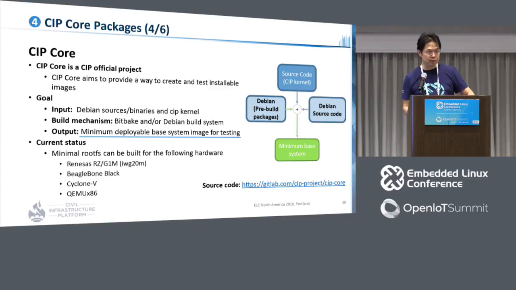To make CIP core packages, we also need a build environment. So we created one build environment which takes Debian source code or Debian pre-built packages together with the CIP kernel to produce a minimum deployable base system. We call this software CIP core. The current status is that we already created tools in this GitLab repository, and some boards, including Renesas, BeagleBone Black, and Cyclone V SoCFPGA, are already able to run using a CIP kernel with Debian source code.